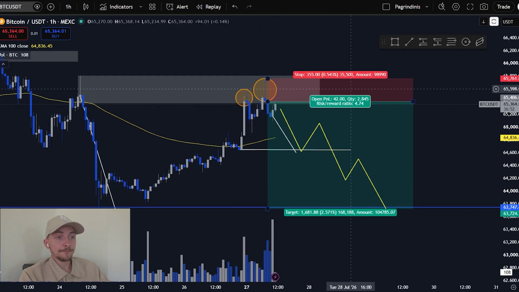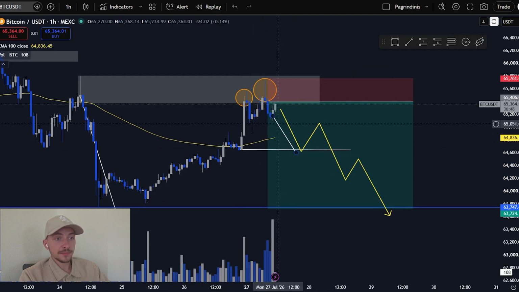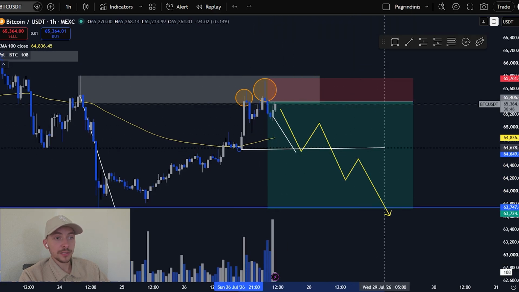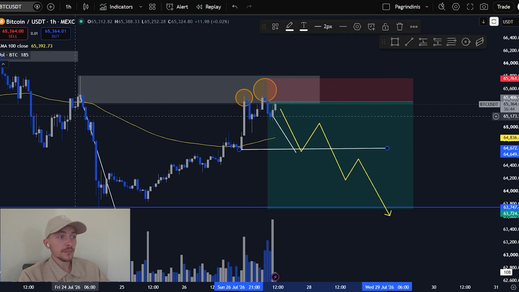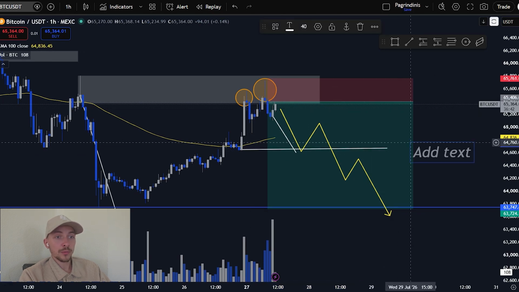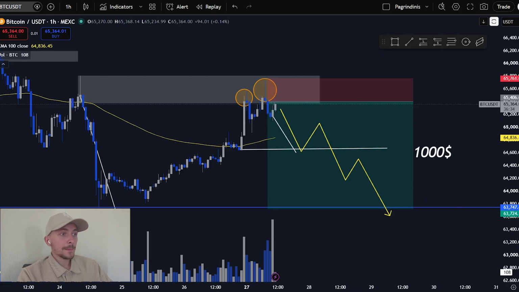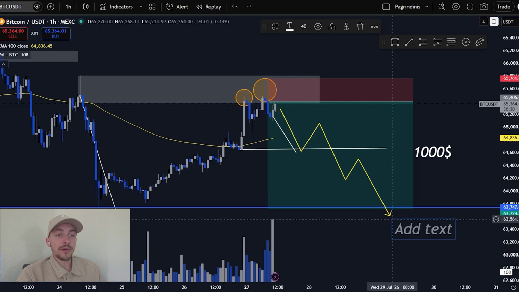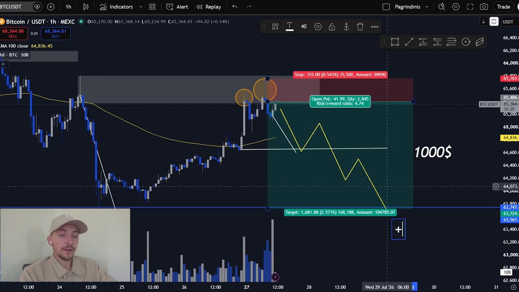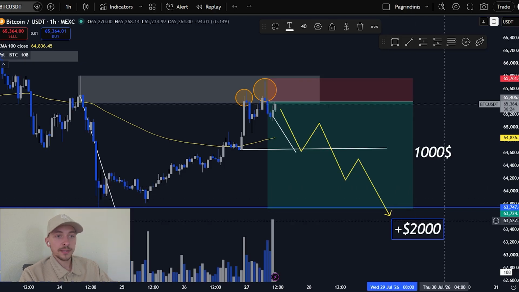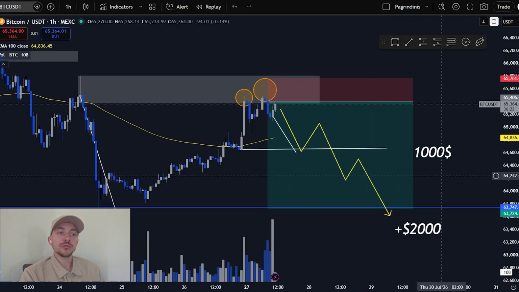So if I'm closing here, I'm taking 50% home, which is $1,000. If the trade continues the downtrend, I'm closing fully here, and with the other half of my position I have an extra $2,000. So overall, I made 3K with this trade, which is a good trade.